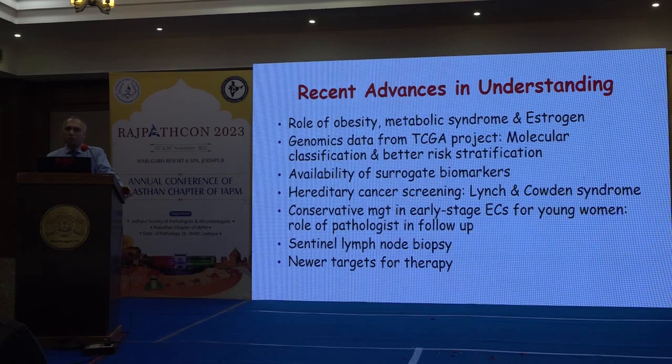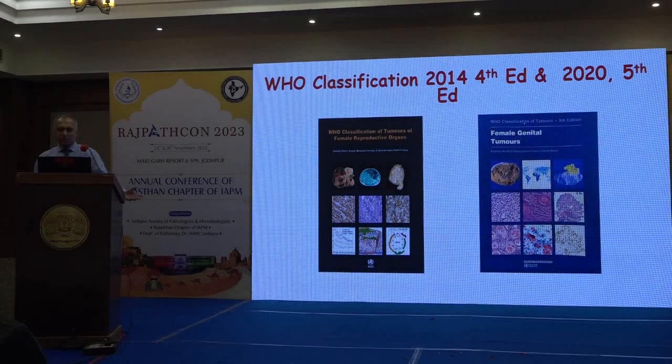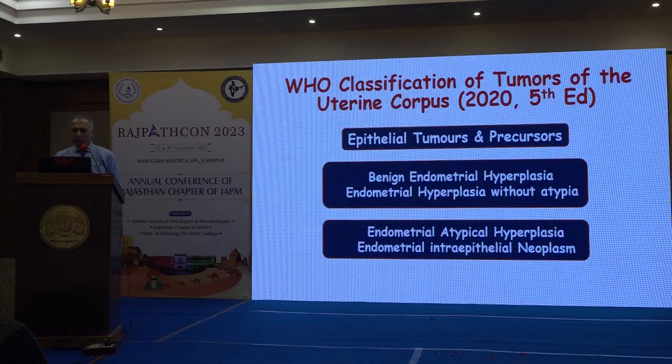So we are seeing a lot of situations where we need to manage hyperplasias and early, well-differentiated endometrioid carcinomas with hormonal therapy. These are day-to-day cases which we will encounter more and more often now. And of course the role of sentinel biopsy, ultra-staging, and there are many newer targets which are emerging. Besides the color change on the cover page of the WHO classification, there has been a lot of change inside also.